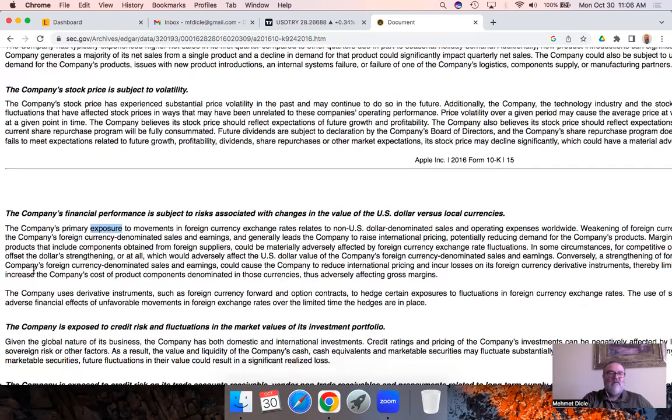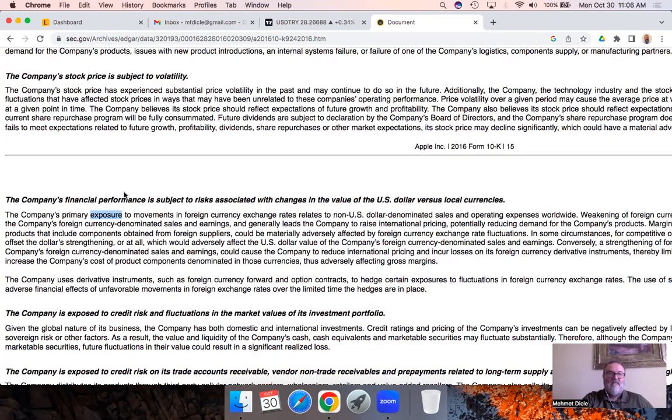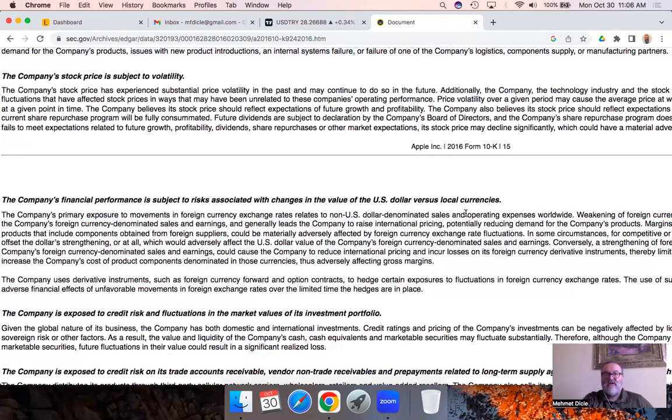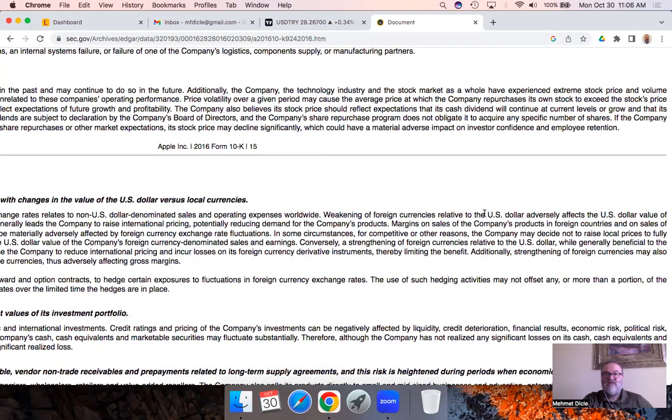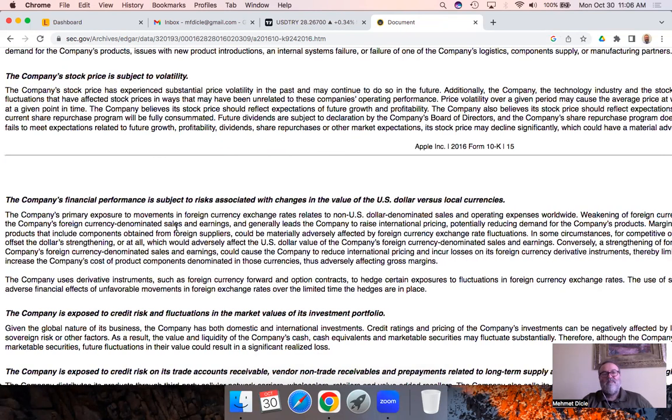So notice here in their 10K, and I just chose one random one, it basically says that the company's primary exposure to movements in foreign exchange rates relates to non-US dollar denominated sales and operating expenses worldwide. And weakening of foreign currencies relative to the US dollar adversely affects the US dollar value of the company's sales. So it is true that as the foreign currency becomes weaker, people have less ability to buy the US dollar denominated Apple products. And therefore, they are highly susceptible to a strong US dollar.